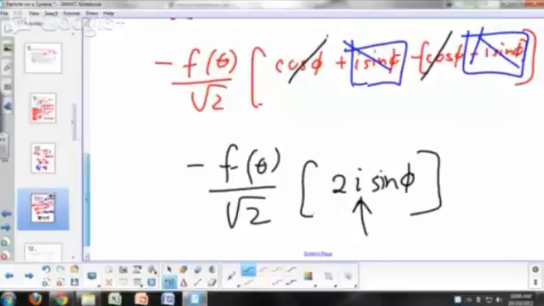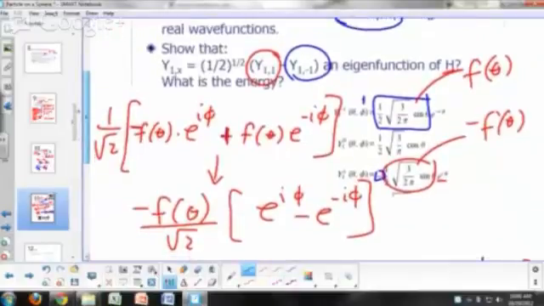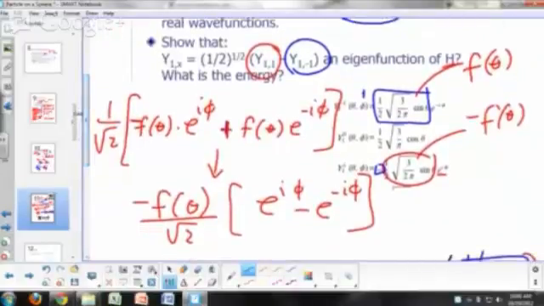So what should I do? If I don't like the i, I multiply it instead by i over square root of 2, rather than 1 over square root of 2.